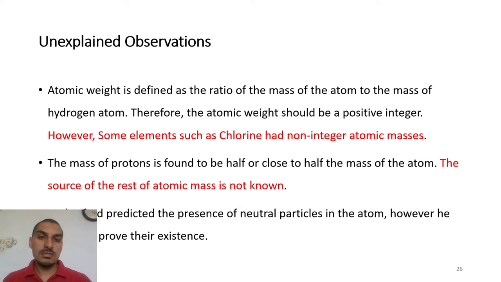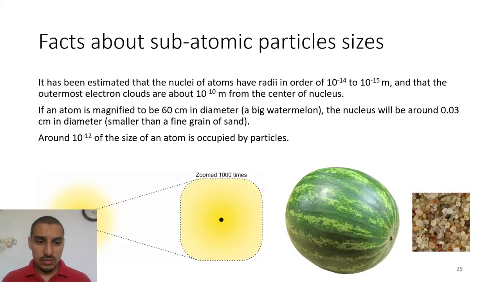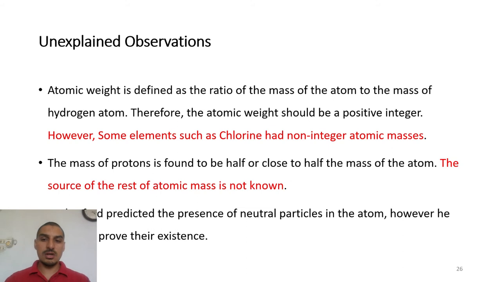But there were some observations that were not explained well, and with the last model that we talked about before, which is Rutherford's model, there are still some observations that were not explained well. The two most famous observations were the one related to the atomic mass.